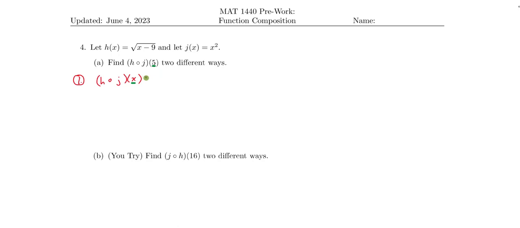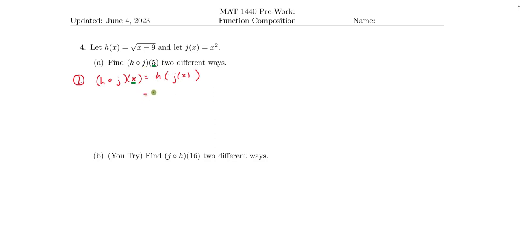So h of x is the function, the square root of whatever my independent variable is, minus 9. That's my function h of x. But I'm sorry, let me backtrack slightly, folks. I'm going to rewrite this first as h of j of x. That's the definition of function composition. It means to take the function j of x and put it inside of the function h of x.